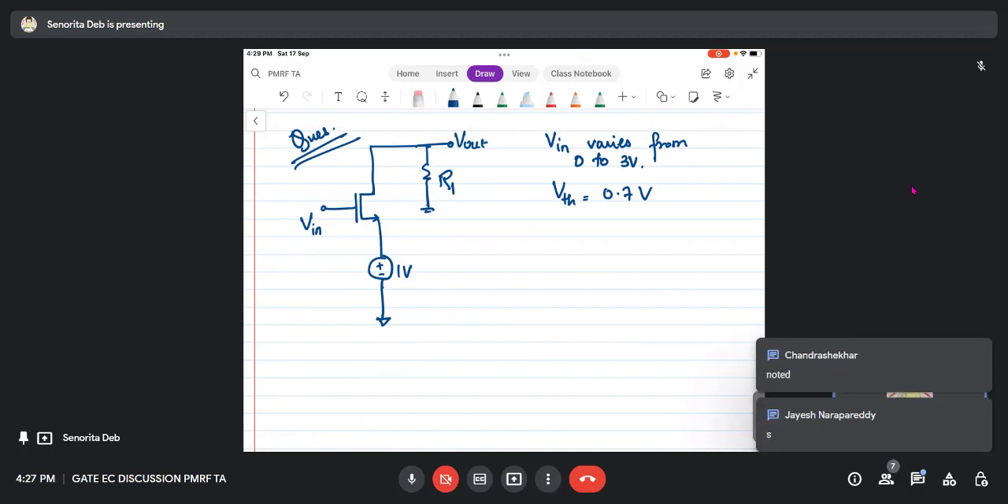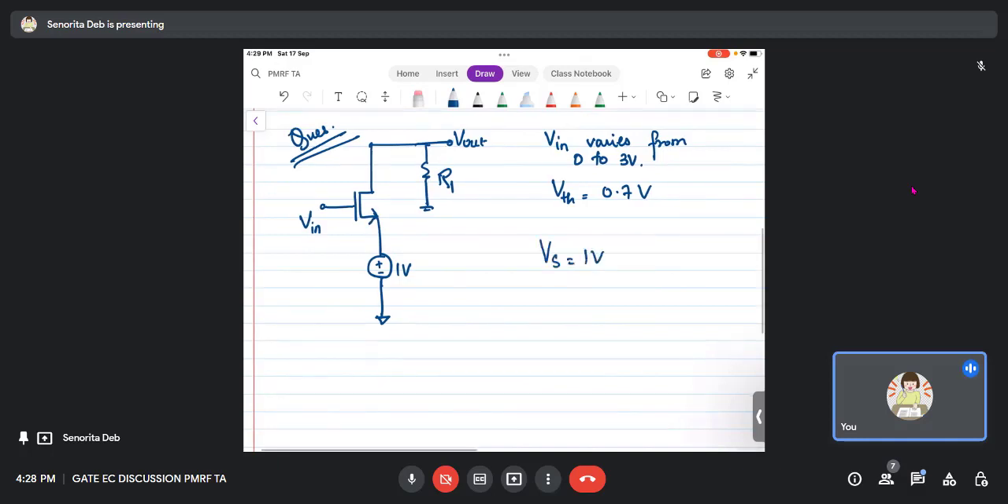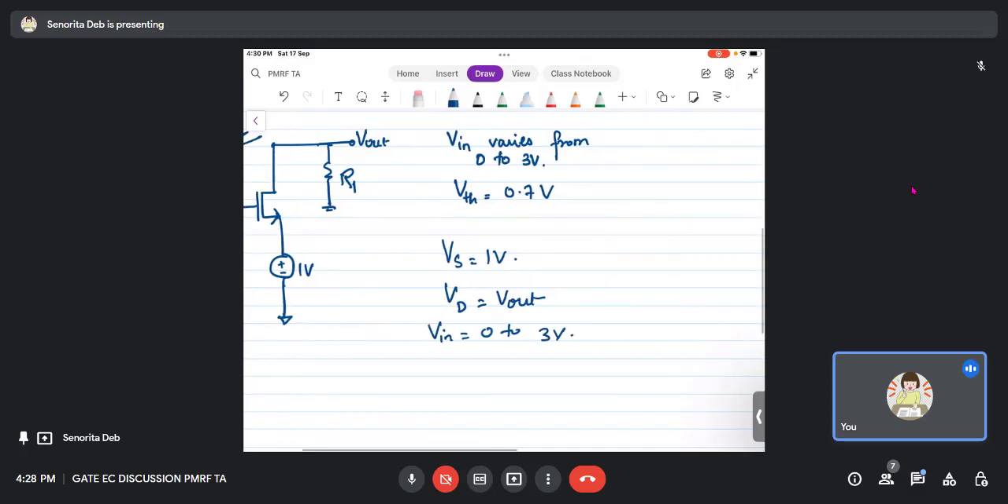Okay, so now, what do you understand from this question? First, there is a V out from this node. So once we see it, what we think, okay, the source is getting 1 volt. So we quickly write Vs is 1 volt and Vd is V out. And V in I know from 0 to 3 volt. And the moment you have done this, it is wrong. This approach is wrong. Wrong approach.